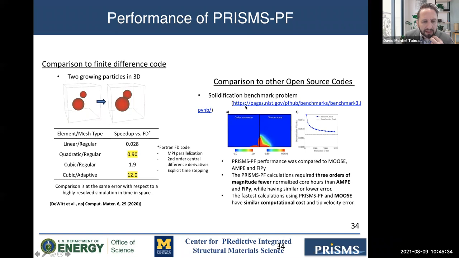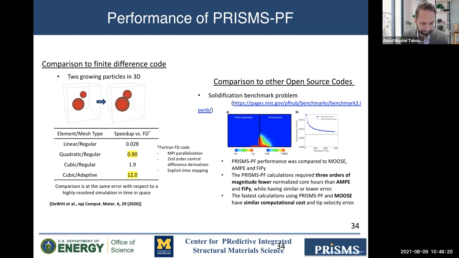And then I want to show some comparison to other codes. This is for a solidification benchmark problem developed by the PF Hub community, and you can find it at this link. This is an example of dendritic solidification for a pure material. We found the performance was comparable to MOOSE for calculations with the same computational cost and tip velocity error, and much, much faster than other open source codes such as AMP and FiPy, having similar or lower error.